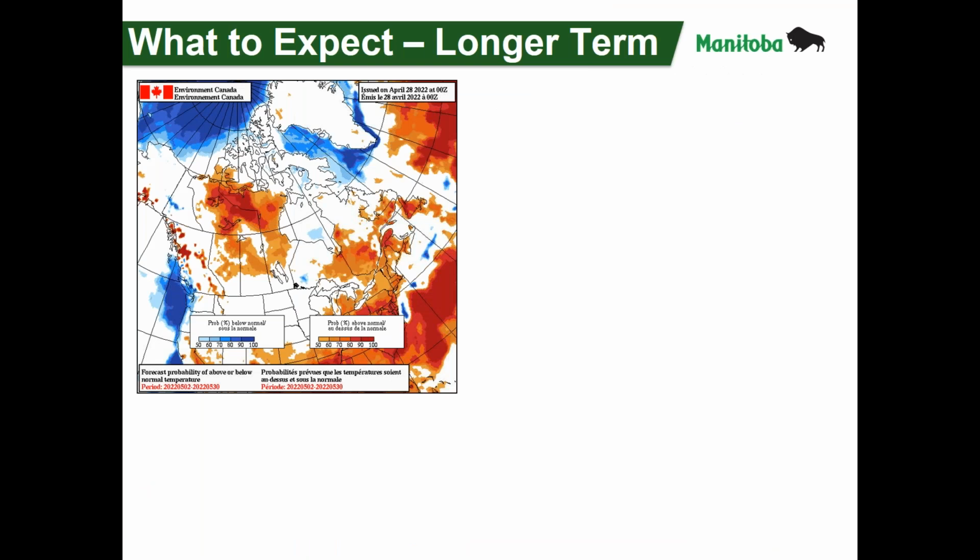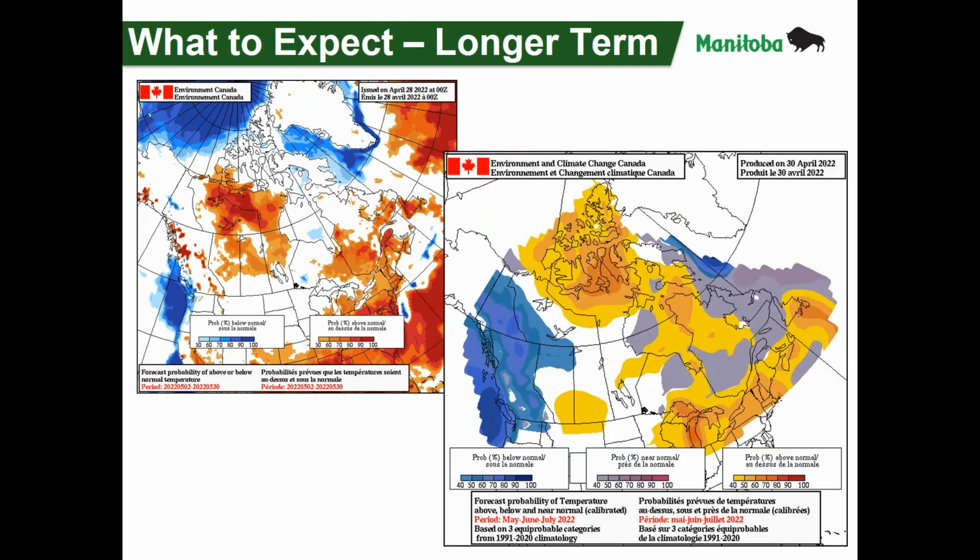So in terms of what to expect longer term, this is the 1 month forecast probability around Manitoba. We have equal probability of being either above or below normal. When there is no color code right here, it means that we have equal chance of being either above or below normal in terms of temperature for this month of May. Looking at a longer term 3-month forecast probability, it's still the same. Again, the models are not showing any strong probability one way or the other.